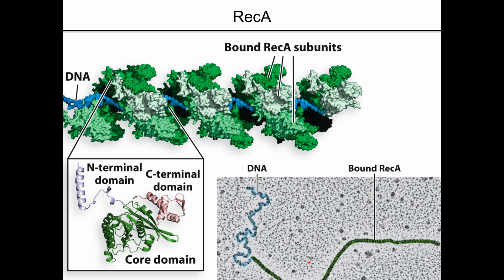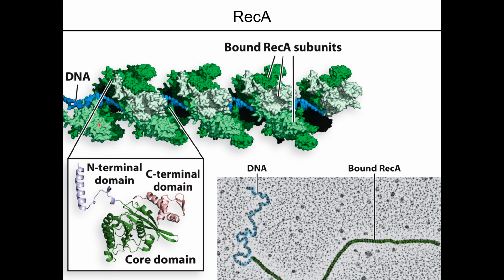To create the displacement loop, however, we need the function of another protein called RecA. Now, what RecA looks like is this. It has a core domain with an N-terminal domain and a C-terminal domain. And these two domains here, the N and the C, are really important for interaction with other RecA molecules.